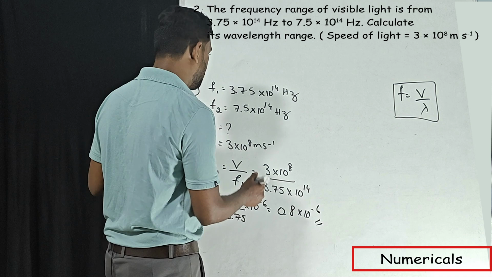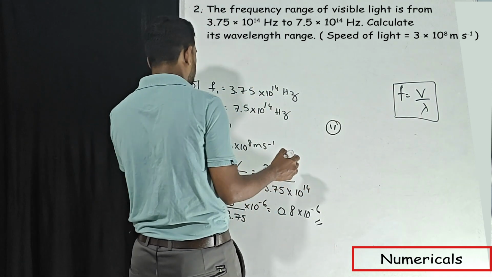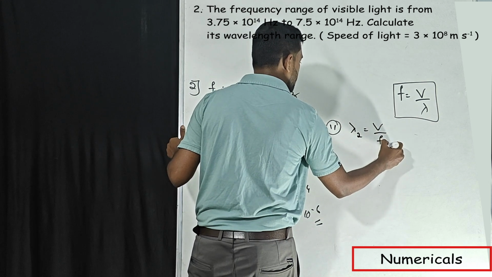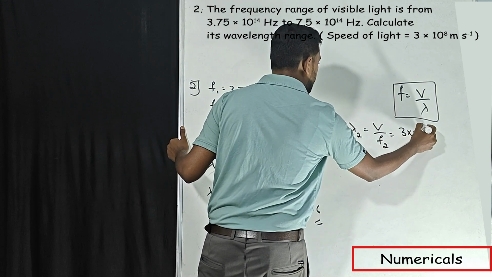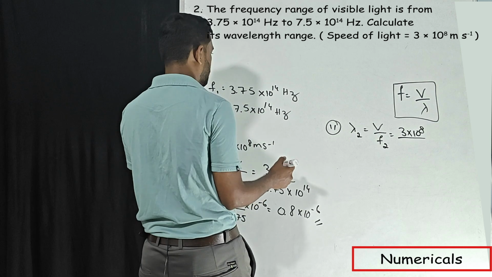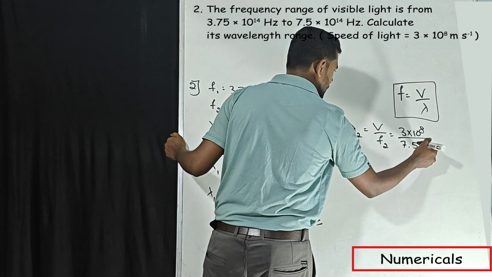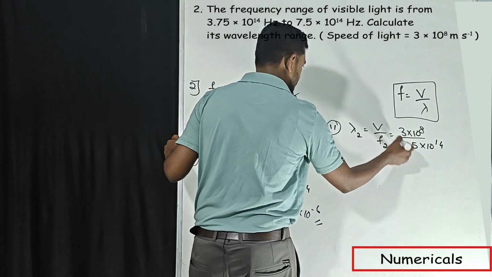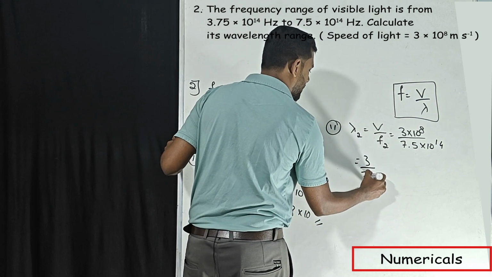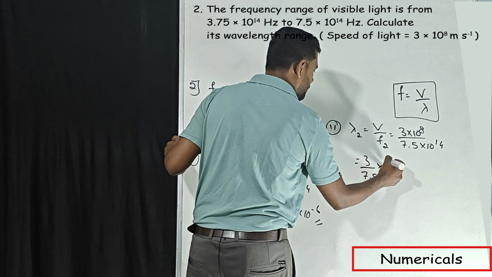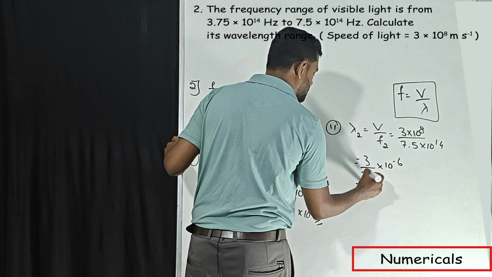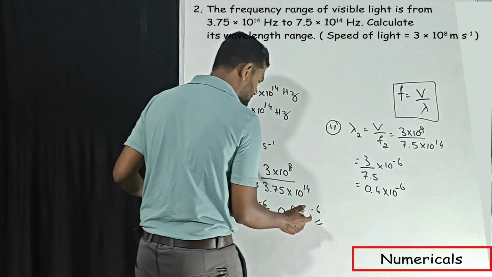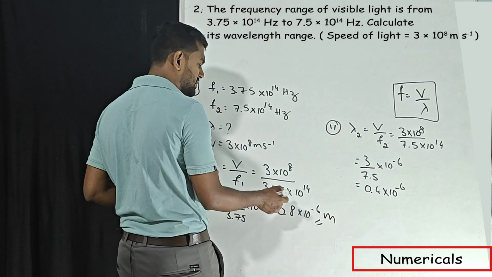Then the second one, the same method using the second frequency. Lambda 2 is equal to V by F2. V is again 3 into 10 power 8 divided by F2, which is 7.5 into 10 power 14. Again you can write it as 3 by 7.5 into 10 power minus 6. So this becomes 0.4 into 10 power minus 6. What is the unit? What we are finding is lambda, so that is nothing but meter.